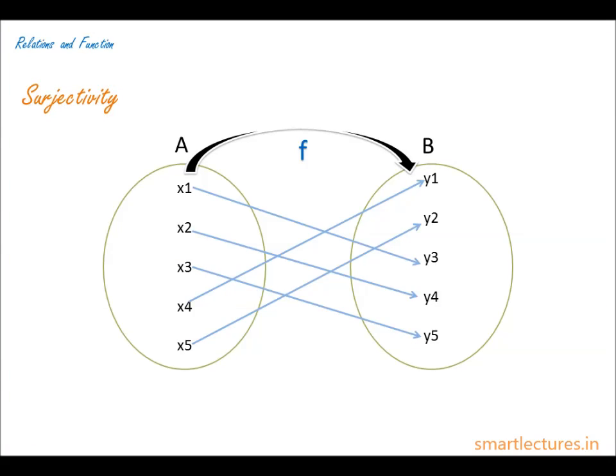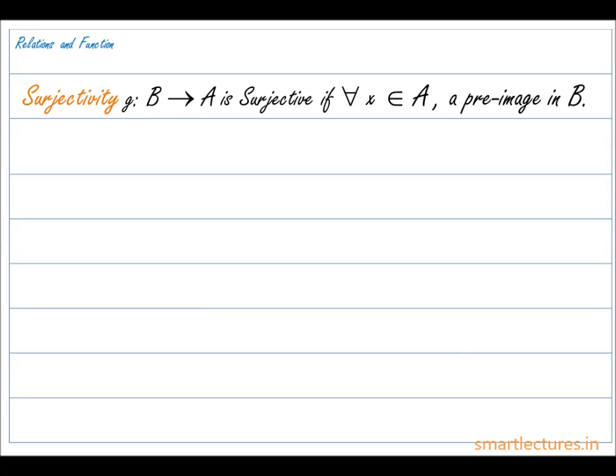Now let's check whether the function g is also surjective. And now the function g from B to A will be a surjective function if every element x which belongs to set A has got a pre-image in the set B. So that means the function g from B to A is a surjective function if for all x which belong to set A there is always a pre-image in the set B.